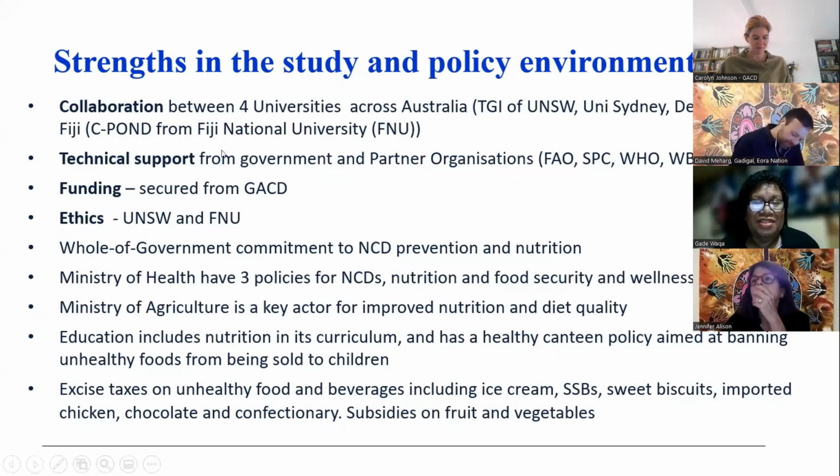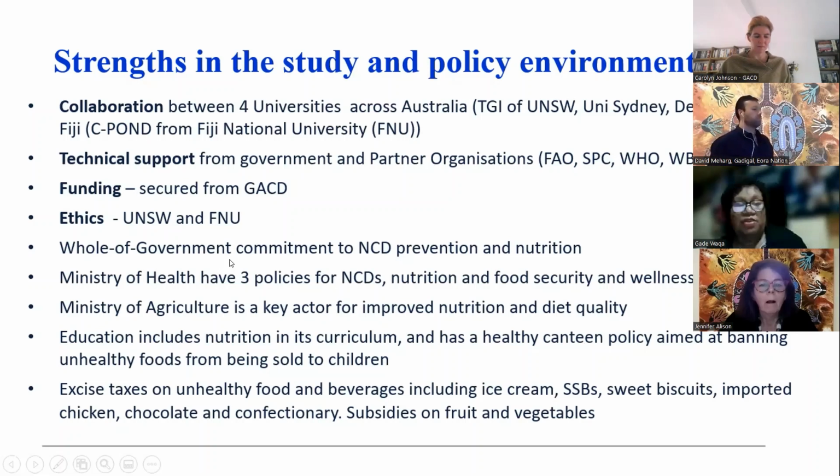So the strength in the study and the policy environment is really the collaboration between the four universities across Australia, with the George Institute for Global Health, Deakin University, and University of Sydney, as well as the technical support from the government and partner organizations, including the Fijian Agriculture Organization, WHO, World Bank, and others. The funding from GACD of Australia, so we were very lucky to be supported by the government of Australia, and the ethics was provided by both UNSW and Fiji National University.